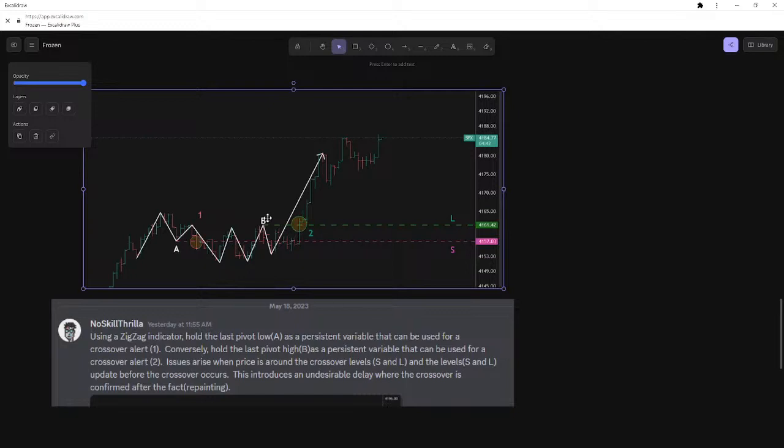Then we know that B is a pivot high. Now, when I make a pivot low and I come back up, I want a line there where B is, that horizontal line that does not change. And I cannot get Sierra to not update that line when price gets close to B on the second attempt. I need that line constant until price breaks and closes above it. Then the zigzag, then the line can move.